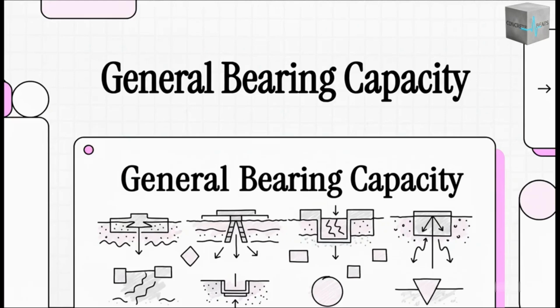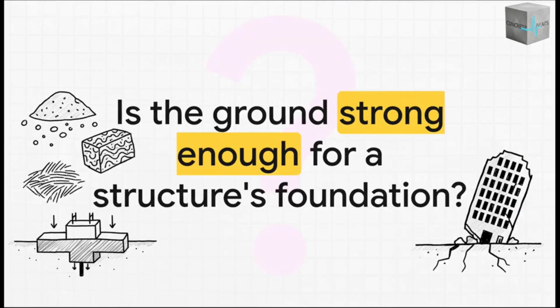All right, let's talk about something absolutely fundamental in geotechnical engineering. We're going to dive into the cornerstone formula that helps us ensure a structure is safe and stable, the general bearing capacity equation. I mean, think about it. You've got this massive structure you're about to build. How can you be absolutely sure the ground underneath it won't just give way?